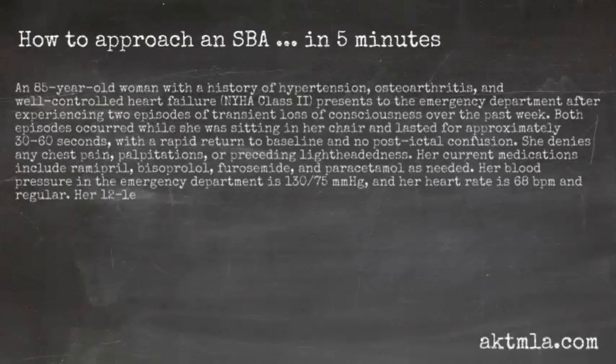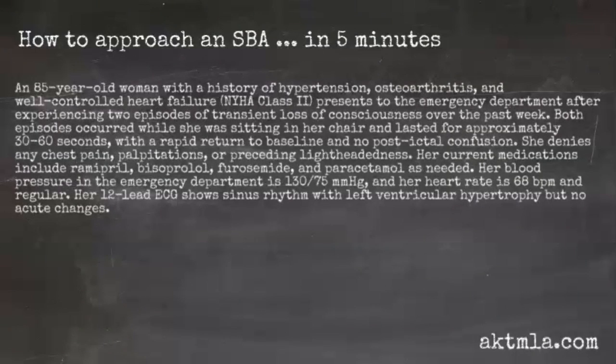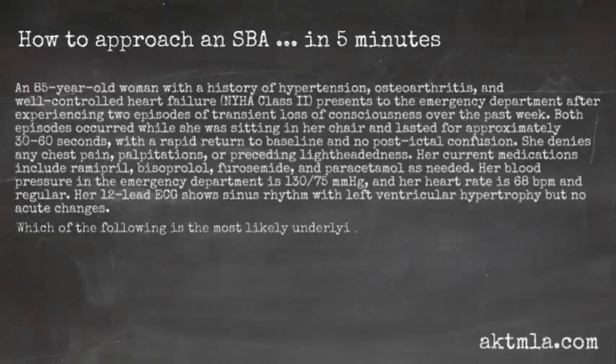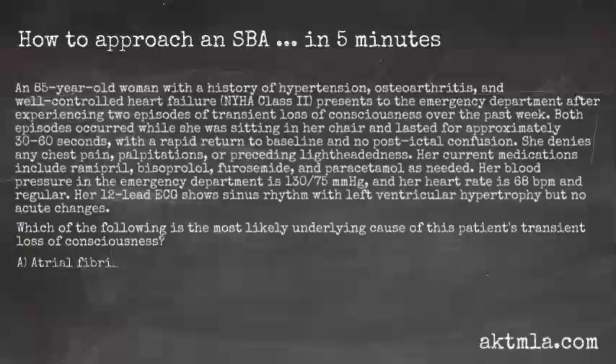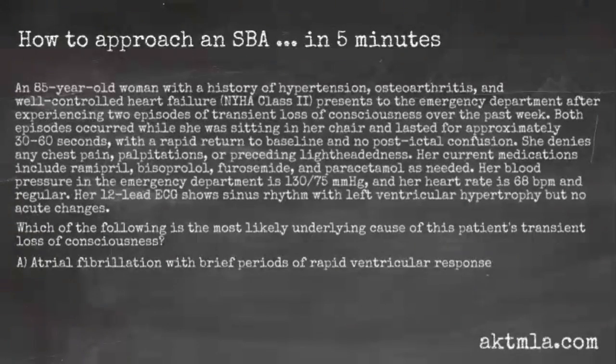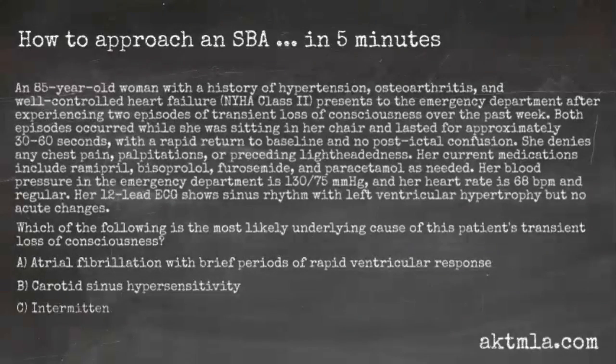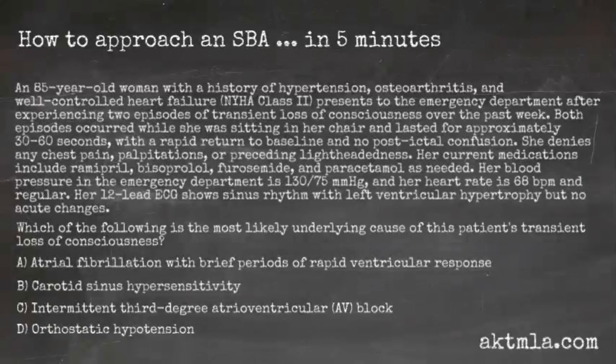Her blood pressure in the emergency department is 130/75 and her heart rate is 68 beats per minute and regular. Her 12-lead ECG shows sinus rhythm with left ventricular hypertrophy but no acute changes. The question asks you which of the following is the most likely underlying cause of this patient's transient loss of consciousness. Option A, atrial fibrillation with brief periods of rapid ventricular response. Option B, carotid sinus hypersensitivity. Option C, intermittent third-degree atrioventricular block. Option D, orthostatic hypertension. Option E, vasovagal syncope.